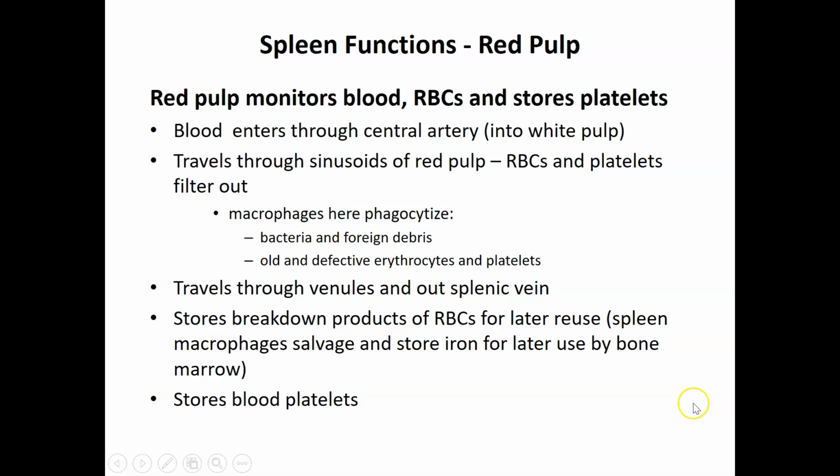Okay, so I talked about three functions of the spleen. One is immune surveillance of blood. Two is breakdown of defective red blood cells and platelets and recycling of their products. Three is temporary storage site for platelets. Okay.